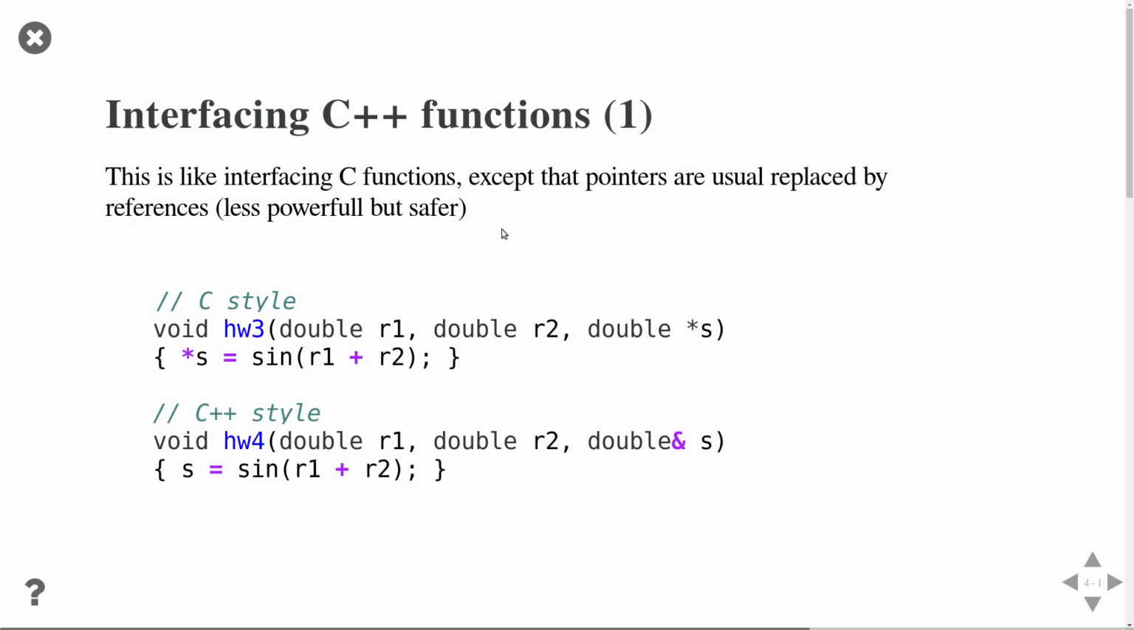I won't go too much into detail here, but at least I want to show you the example where we interface a C++ function. The difference between a C and a C++ function is typically that for the output variables, in C we use double *s, which is a pointer to a double. But for C++, we use a reference to doubles, which is indicated by double &s. Otherwise, they look exactly the same. So imagine we have 2 functions in our implementation, HW3 and HW4, one in C style and one in C++ style. And we want to interface them.